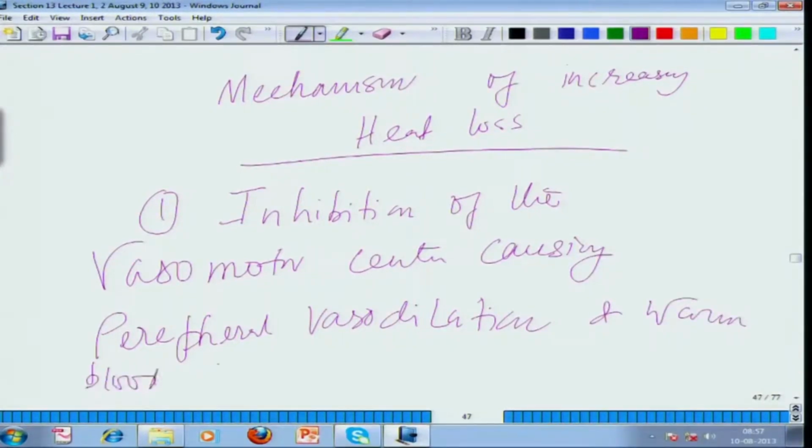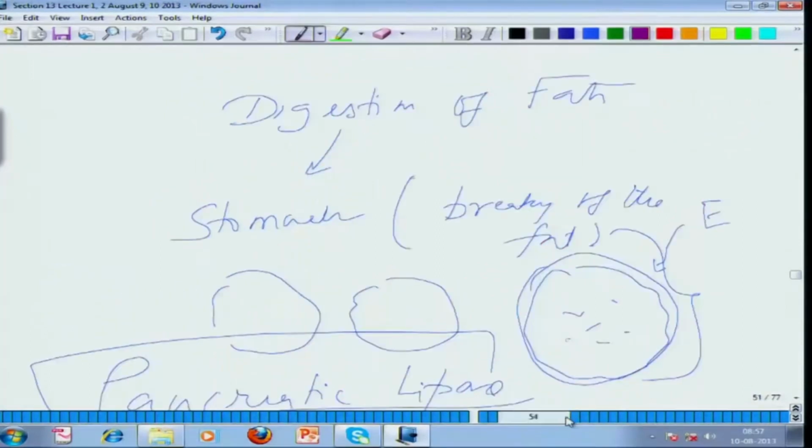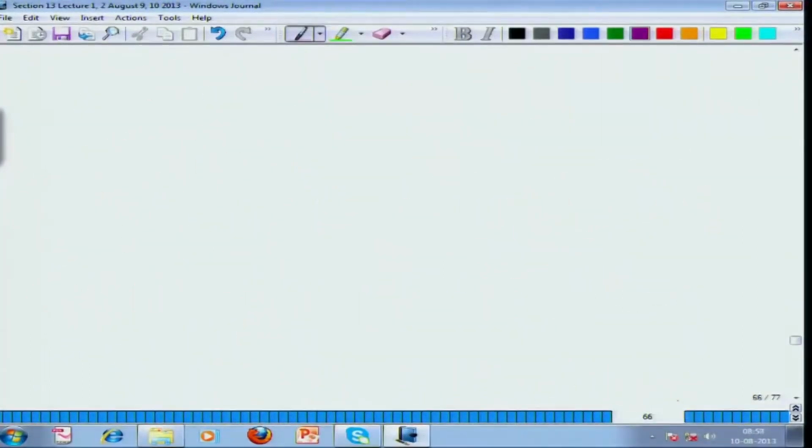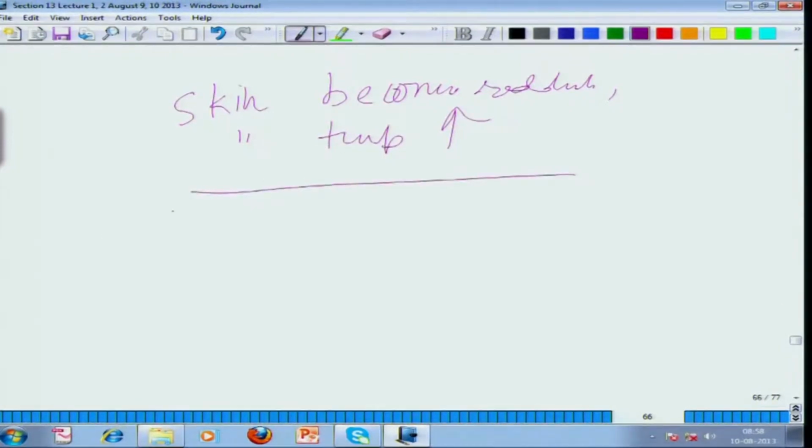warm blood flows to the surface of the body, and the output of this is something like this. The skin becomes reddish and skin temperature rises, and radiation and convective losses increase. Okay, so that's how we are losing heat.